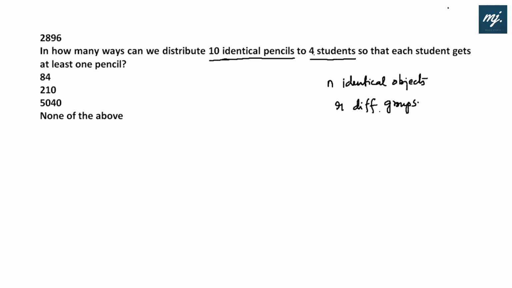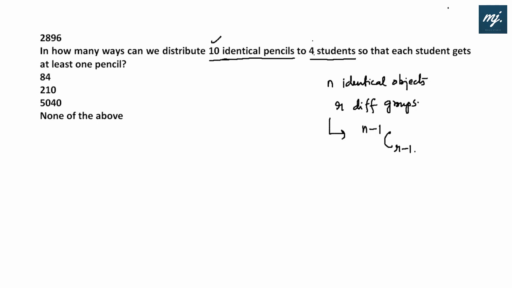So that at least one object is in this group. Identical objects are to be divided into R different groups such that at least one object is in one group. That means no group is empty. Straight away we can use the formula n minus 1 C R minus 1. And now a simple explanation of how.